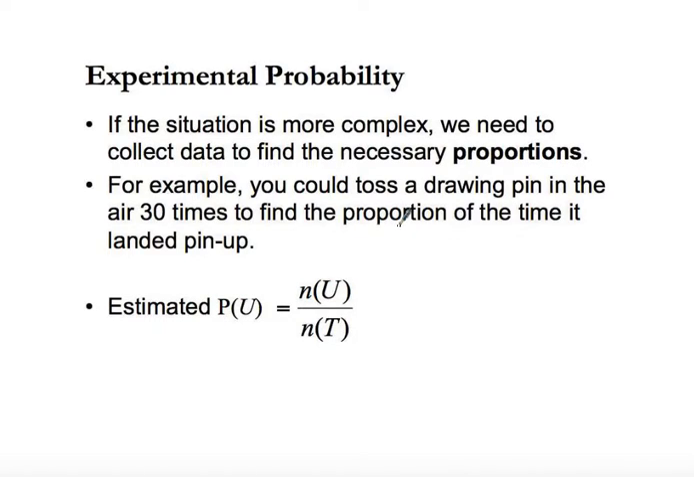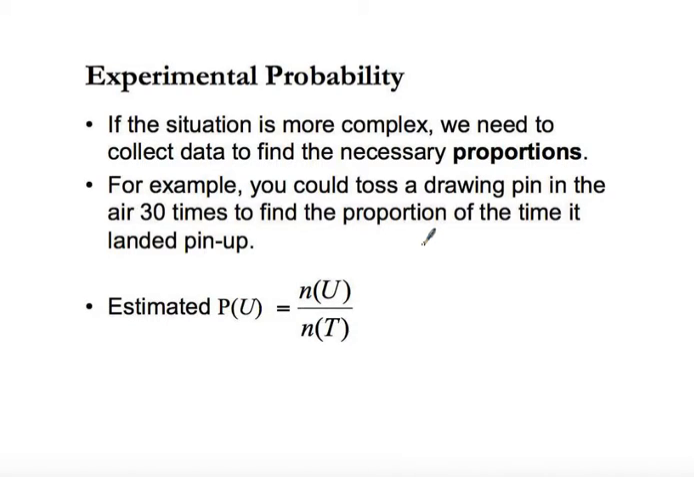Okay, now experimental probability is slightly different. It's very similar. It doesn't really come up too much in S1, in all honesty, but it's just making sure we cover everything from GCSE. So as it says at the top, if the situation is more complex, we need to collect data to find the necessary proportions. Now, best example that we can give for this is if you consider tossing a drawing pin in the air 30 times, we could find the proportion of times it lands pin up.